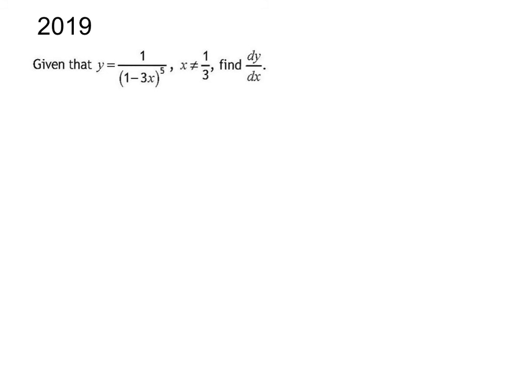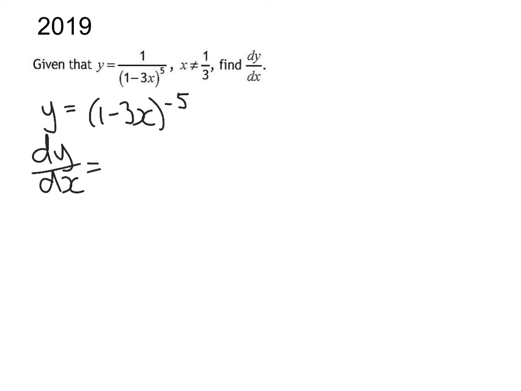Next I've got one from 2019. So this one needs a wee bit of prep before we can differentiate. So this would be 1 minus 3x to the power minus 5 if you bring that to the top. So d by dx, let's do the chain rule. So times by the power gives you minus 5. Lower the power, it goes to minus 6.